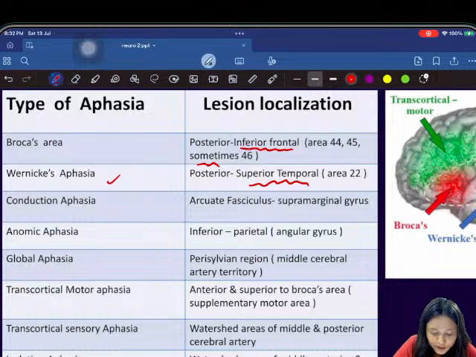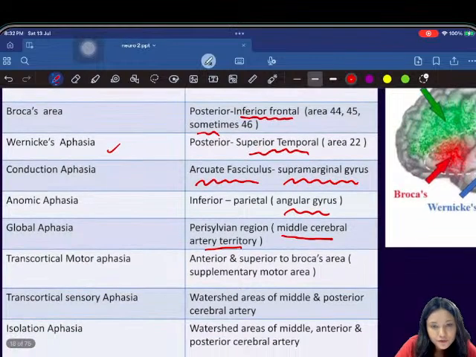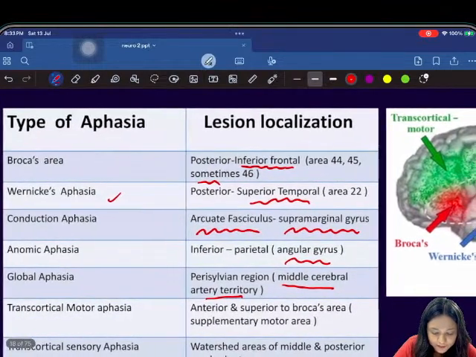Conduction is mostly in the arcuate fasciculus. Okay, conduction aphasia, arcuate fasciculus, supramarginal gyrus, okay. Anomic is mostly in the angular gyrus. Global is in the middle cerebral artery territory. Transcortical is also similar, anterior and superior to Broca's area if motor. If sensory, it is the watershed area of the middle and posterior cerebral arteries. And you might also have isolation aphasia. But what is important is Broca's area, area number 44, 45, and Wernicke's area, area number 22.